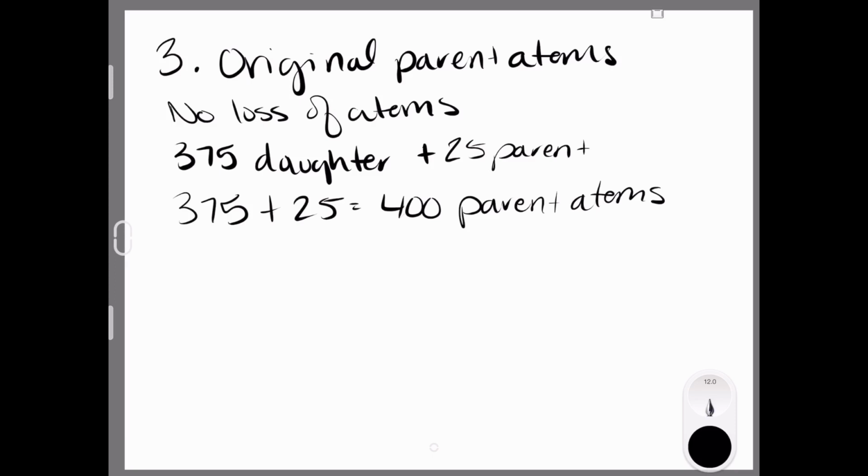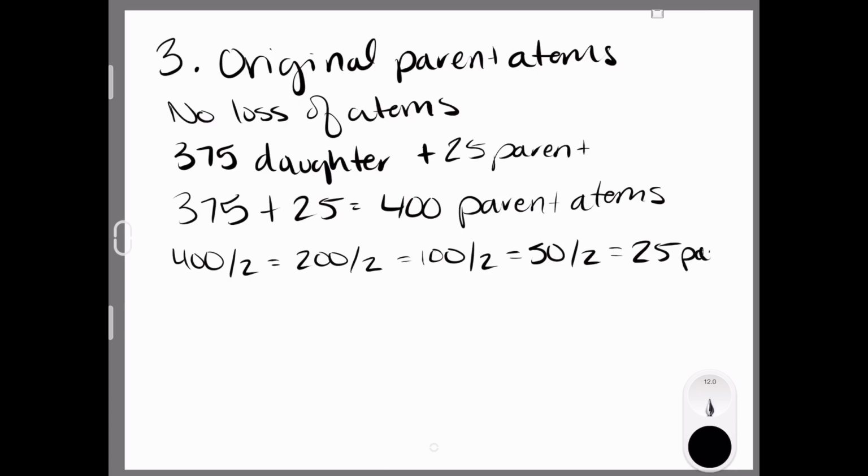Now we can go through and divide by 2 a few times to figure out how many half-lives it's gone through to end up with 375 daughter and 25 parent. So we'll take 400, divide by 2, it's 200. Divide by 2, that's 100, divide by 2. Here we're looking for 25 again, okay? And there it is. So we've gone through 1, 2, 3, 4 half-lives to end up with 25 parent.